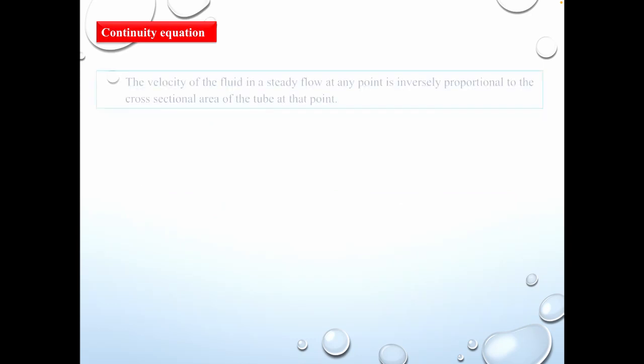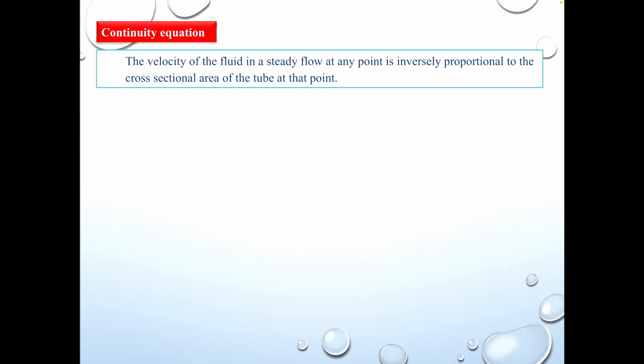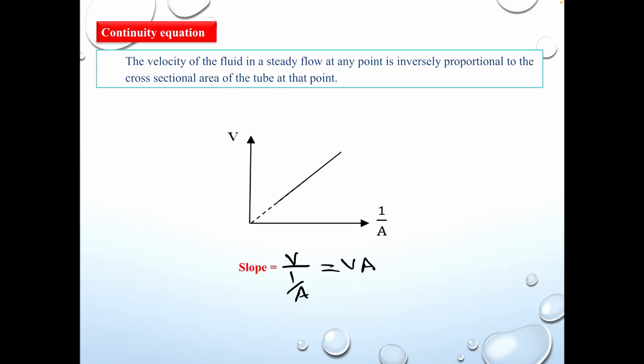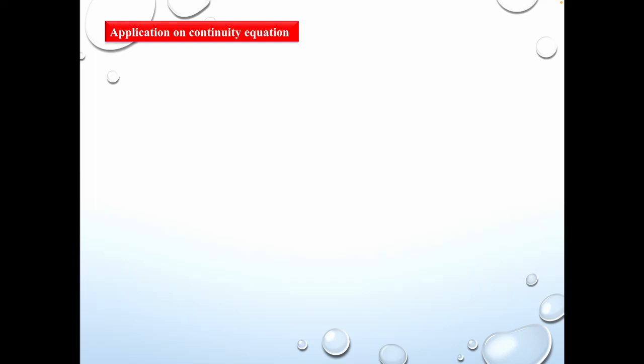Continuity equation: the velocity of fluid in a steady flow at any point is inversely proportional to the cross-section area of the tube at that point. From the law, V1 over V2 equals A2 over A1, so the relation between V and 1 over A is direct. So what is the slope here? The slope, y-axis over x-axis, V over 1 over A, equals V times A, which equals Q_V. This is the slope of this graph.